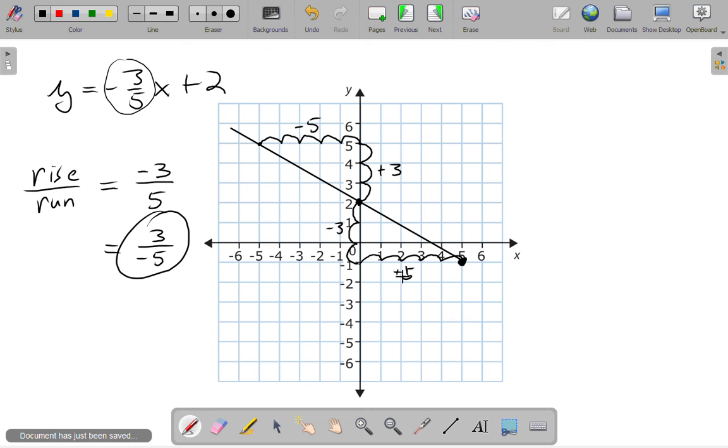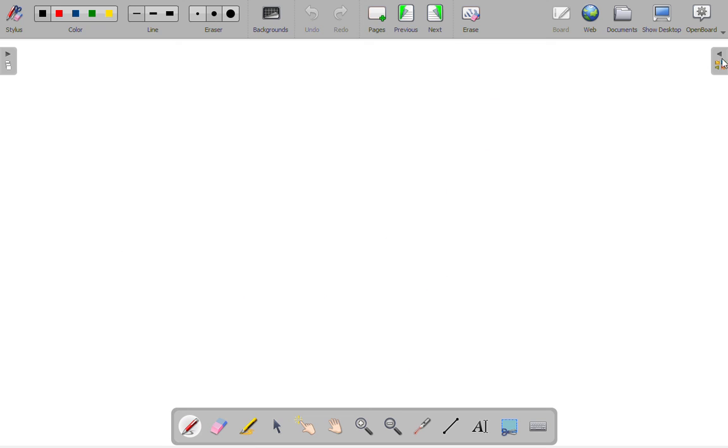Let's do another one here. One more graph.